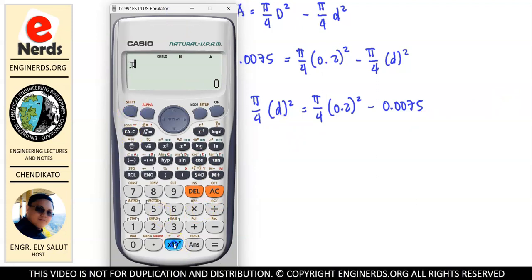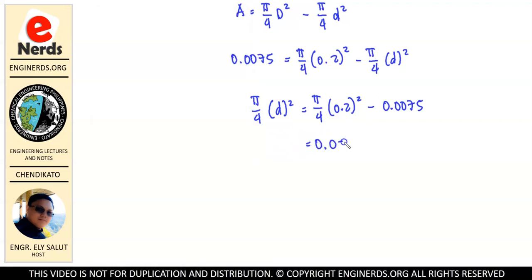So, we have pi divided by 4, times 0.2 squared. So, nakuha na natin yan. Minus 0.0075. Alright, so we have 0.024. Okay, so 0.024. So pi over 4 d squared.